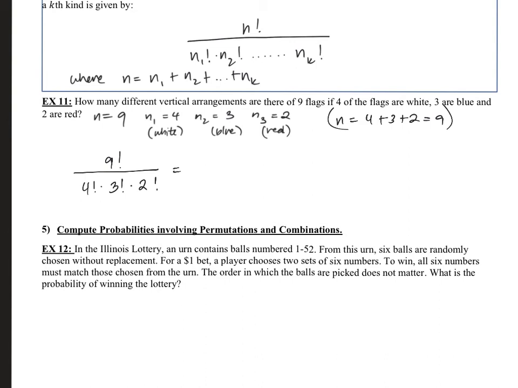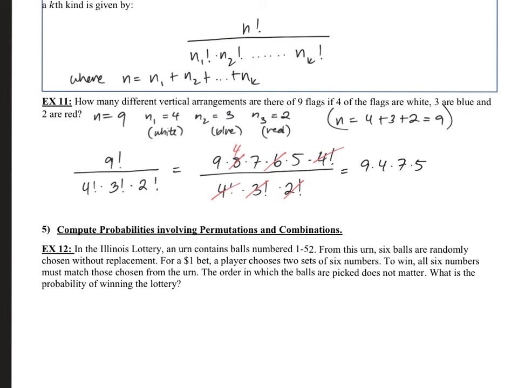Okay, so what is this going to be? Well, this will be 9 times 8 times 7 times 6 times 5 times 4 factorial all over 4 factorial times 3 factorial times 2 factorial. These factorials cancel out. The 3 factorial ends up equaling 6, which will cancel with the 6. And the 2 factorial is just going to be 2, which we can cancel with the 8 to get 4. So we'll get, let me erase a little bit for space here, equals 9 times 4 times 7 times 5, which equals 1,260. Oops, wrong spot. So our answer would be, there are 1,260 possible arrangements.